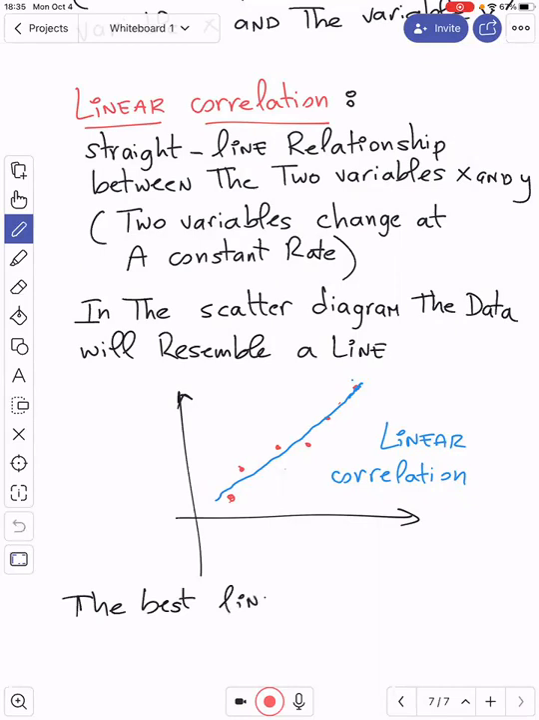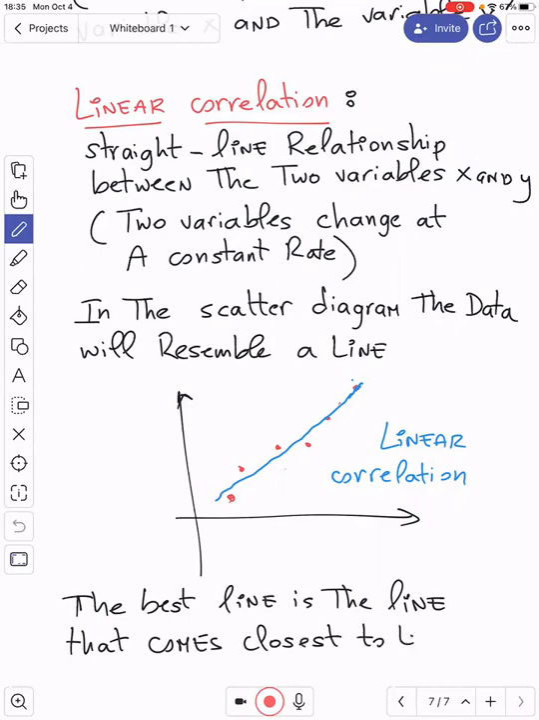So the best line is the line that comes closest to each point. Okay, so to each point. So like in this case, as I said, if you draw this blue straight line, it's very close to each point, right? And so that's what I call a linear correlation. So this is a linear relationship, or linear connection, between your variable X and your variable Y, okay?